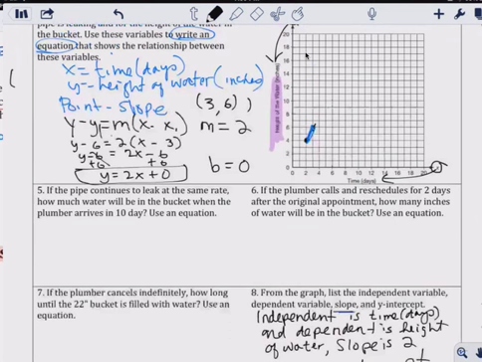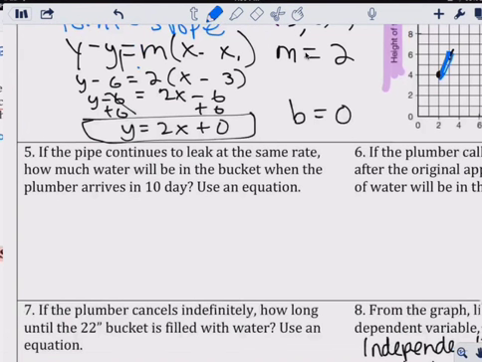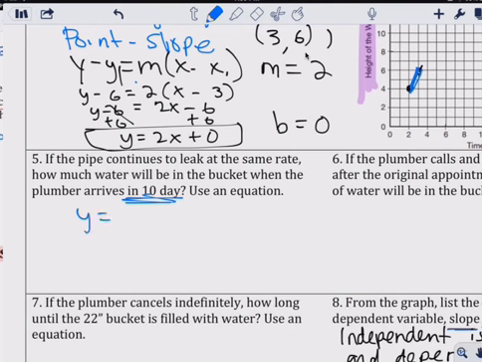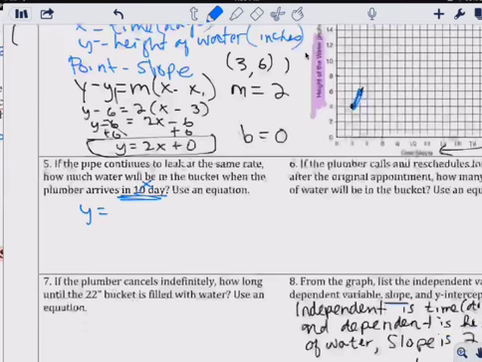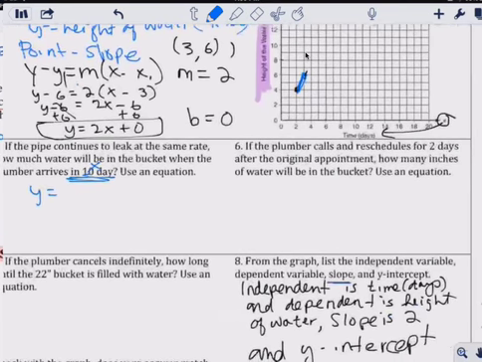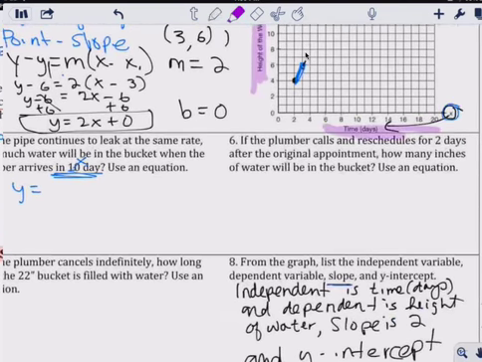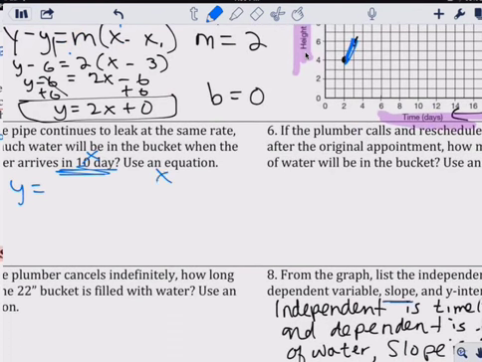If the pipe continues to leak, at the same rate, how much water will be in the bucket when the plumber arrives in 10 days? So we got y equals 10 days. Days is x. See here, x, days is x. Okay. So x equals 10. So we got 2x plus 0. Here's 10. 2 times 10. Y equals 20.